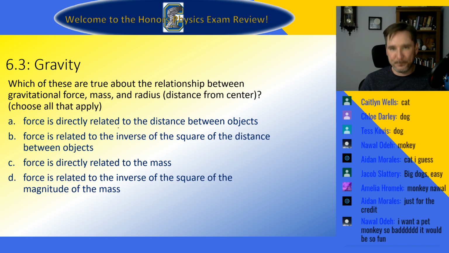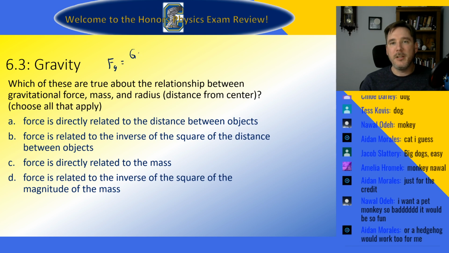Similar to before. If we look at a gravity equation, Fg equals capital G, M1, M2, over the distance or the radius squared.